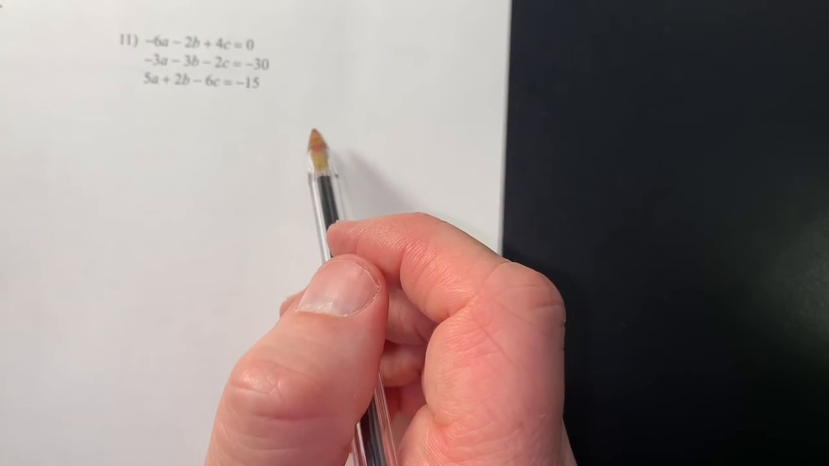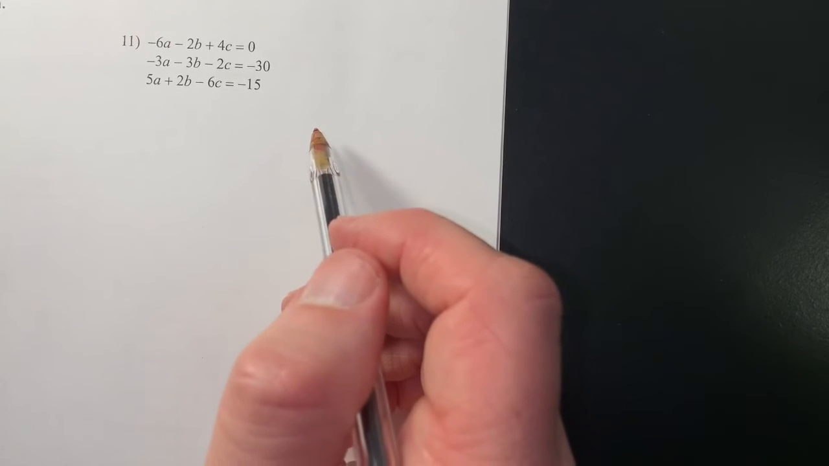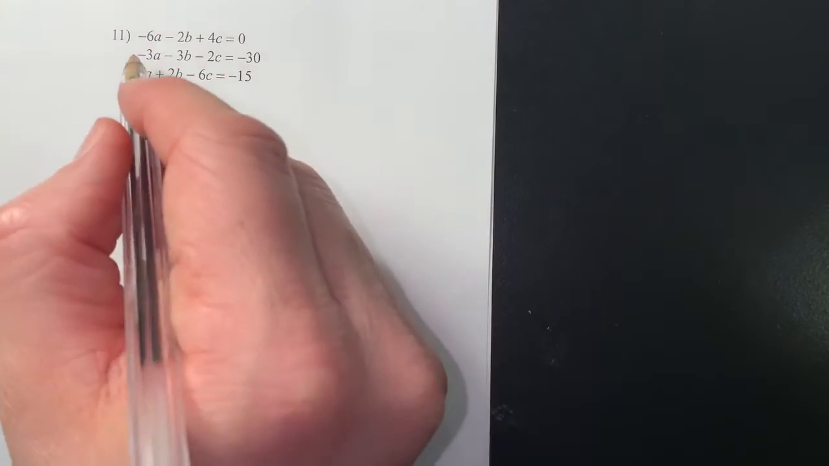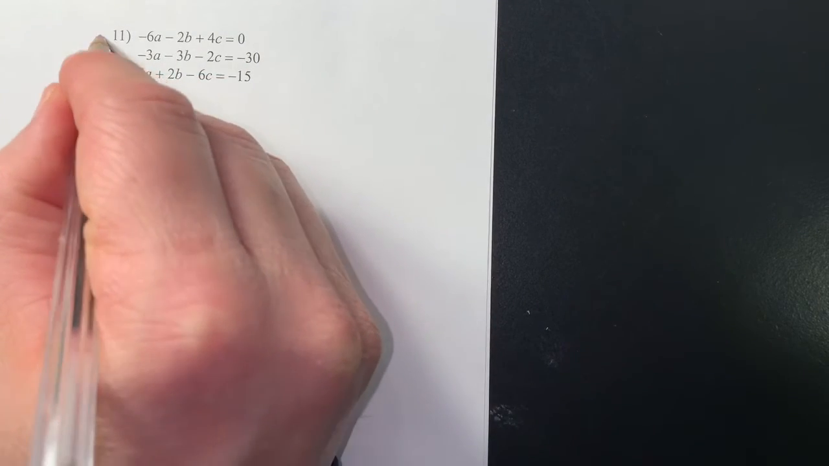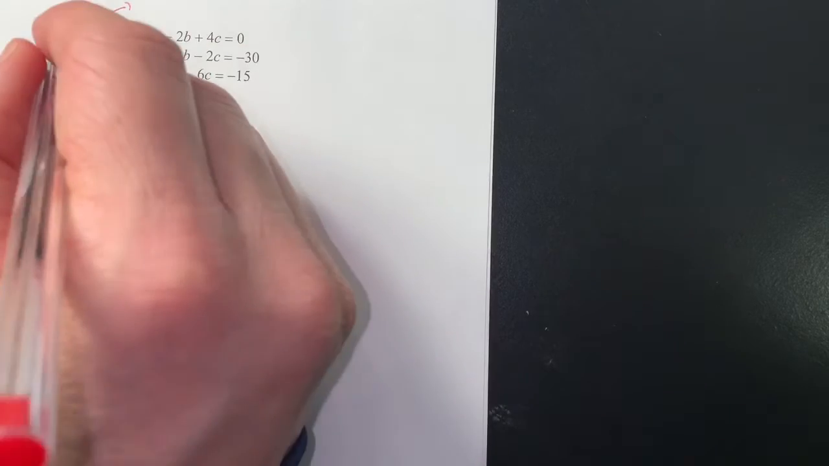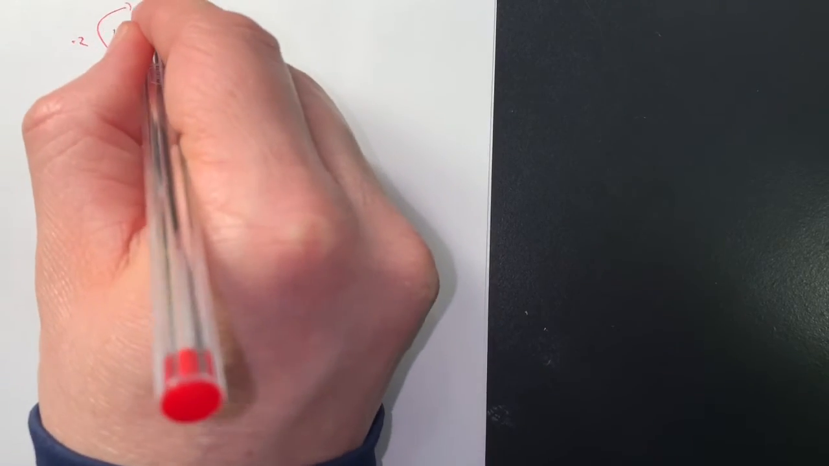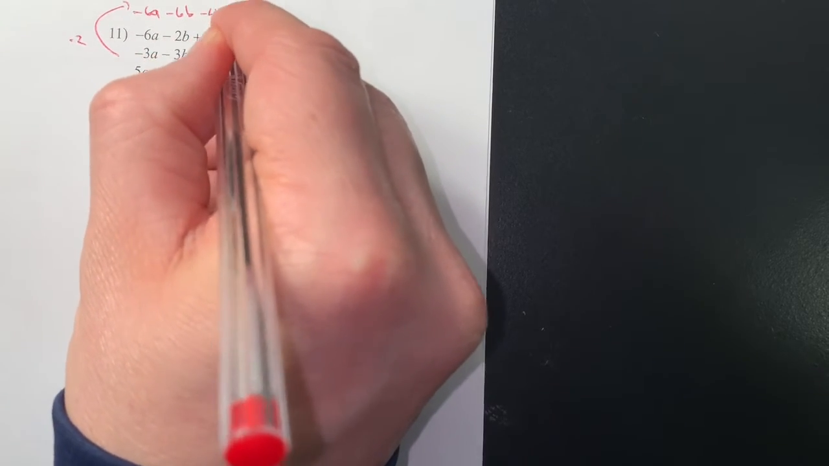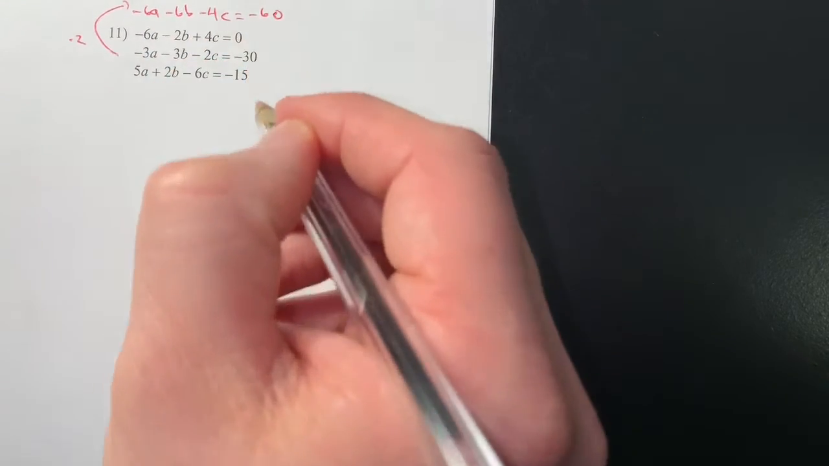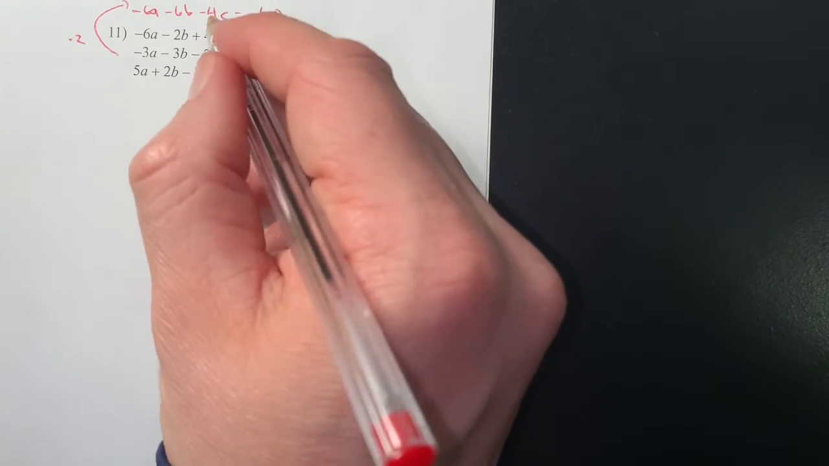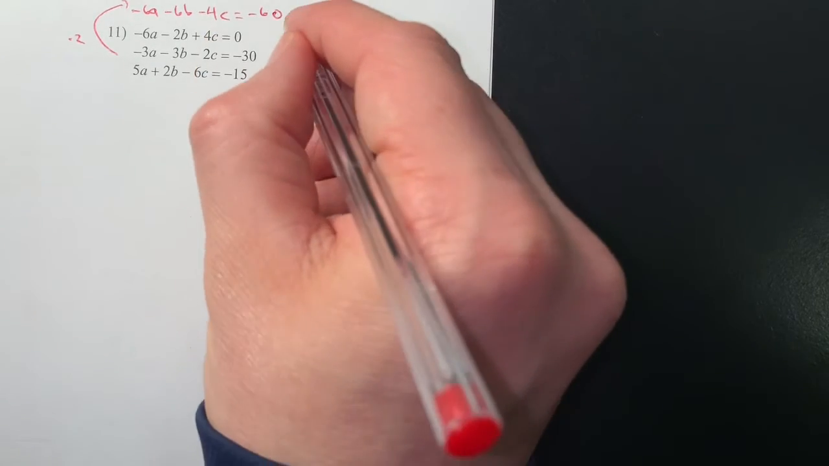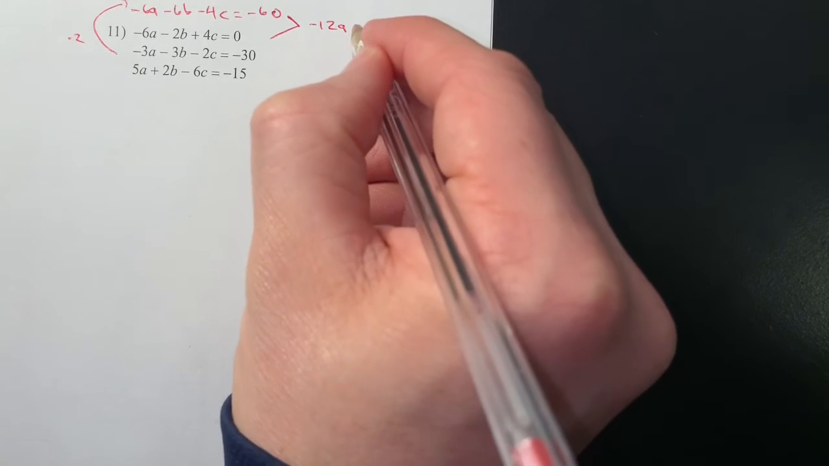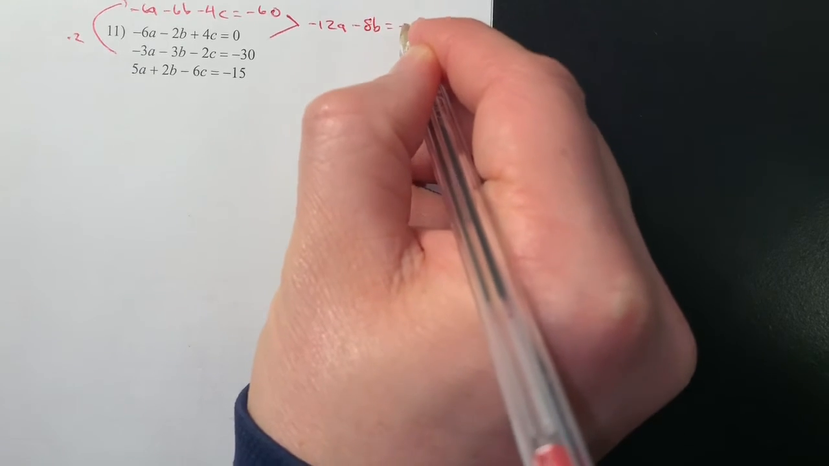In number 11, I want to eliminate c. So in order to eliminate c, I'm going to multiply this second equation by 2. So I'll get negative 6a minus 6b minus 4c equals negative 60. Okay, so that's going to eliminate c's for me. So when I combine these two equations, I'll get negative 12a minus 8b equals negative 60.